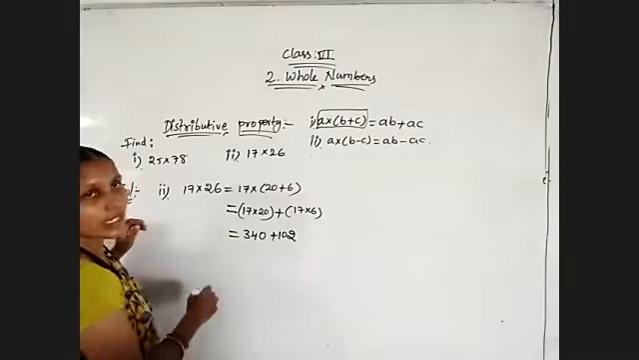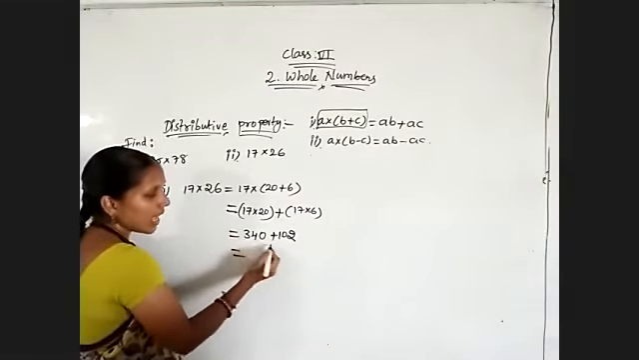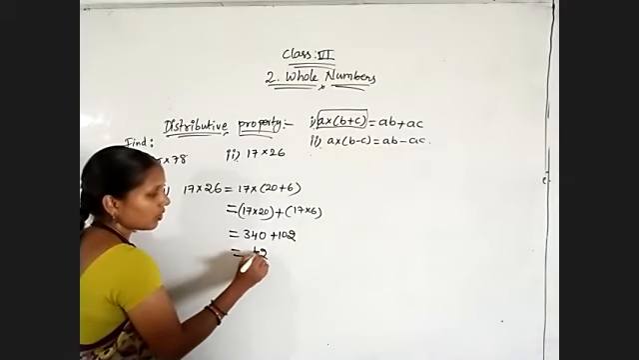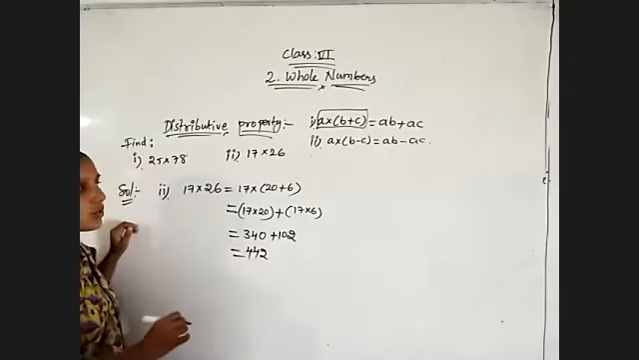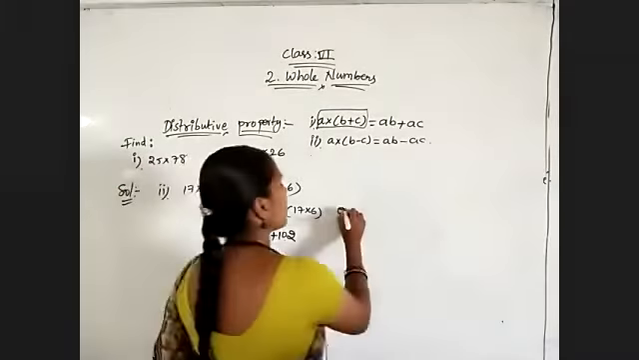So like that we did the calculations. Now add these two values, 340 plus 102, that is 442. The same question we can do in another method also.